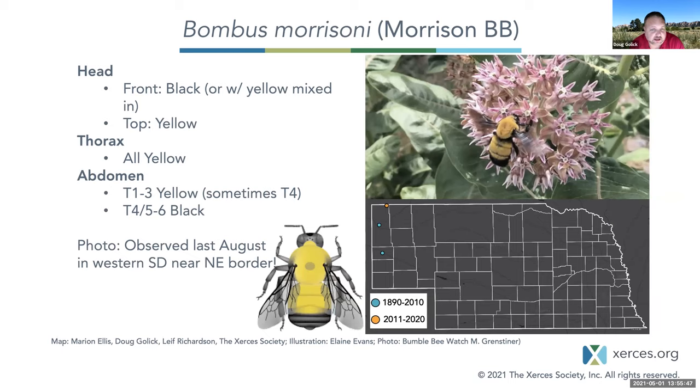And very similar to the next two species we're gonna show in color, the big difference here is it does have its thorax with yellow hair, but completely yellow. It's kind of a rusty yellow. I would say it's sort of almost like an ochre in color, the hair on this particular species. T1, 2, and part of T3 in yellow, the middle part of that T3 in yellow.